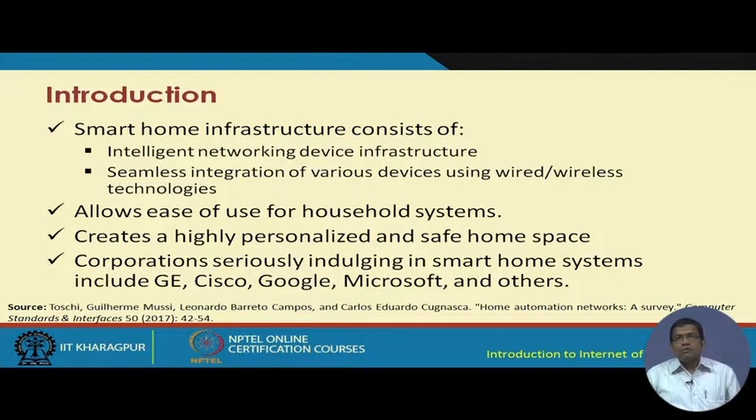So, whatever I need, I can do efficiently. Why is it efficient? Let us say I have run out of groceries, and the grocer is informed, which makes things more efficient. Corporations like GE, Cisco, Google, Microsoft and many others are seriously thinking about building smart home systems. They are investing in building smart home systems. Smart home systems have become very popular in recent years.